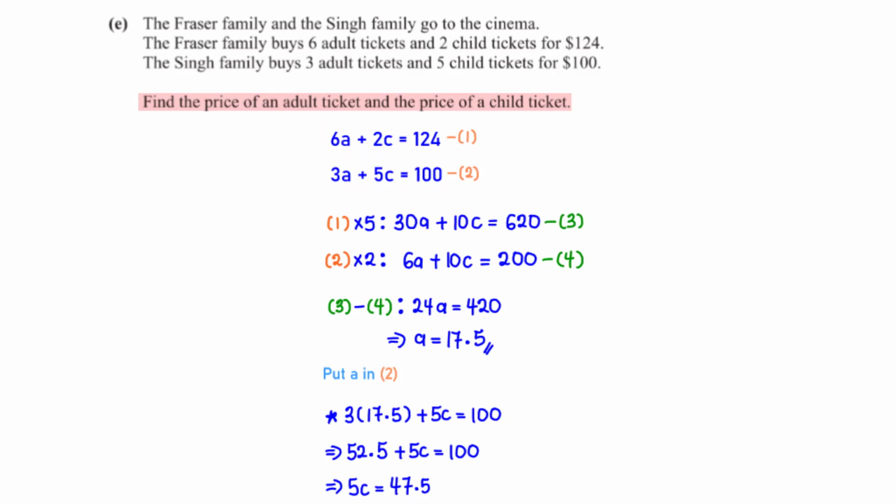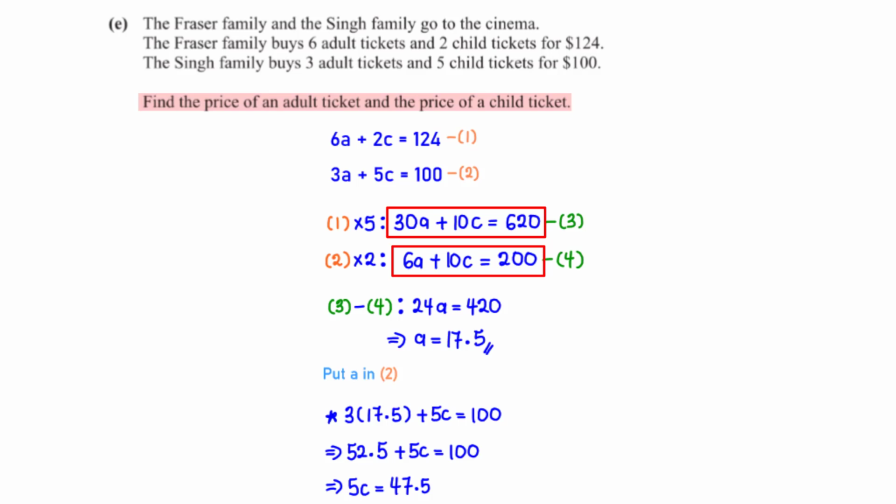We want to eliminate C, so we multiply equation 1 by 5. This gives us 30A plus 10C equals 620, which we've labeled as equation 3. Then we also multiply equation 2 by 2. This gives us 6A plus 10C equals 200, which we've labeled as equation 4.